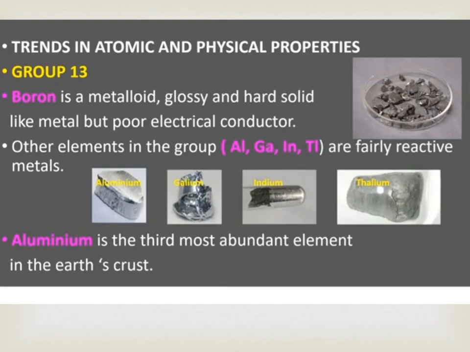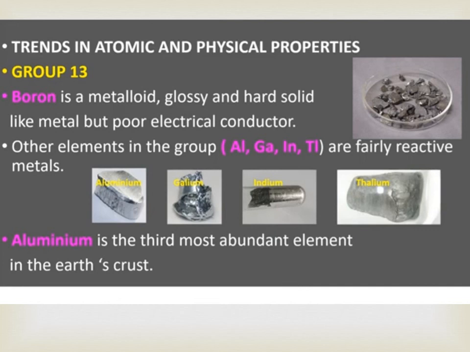The next topic is trends in atomic and physical properties of elements of group 13, 14 and 15. So students, we will be studying them one by one. First we will study the trends in atomic and physical properties of group 13 elements. Group 13 elements show wide variations in their properties. Now we know the elements of group 13: boron, aluminium, gallium, indium and thallium, the pictures of which you can see on the slide.